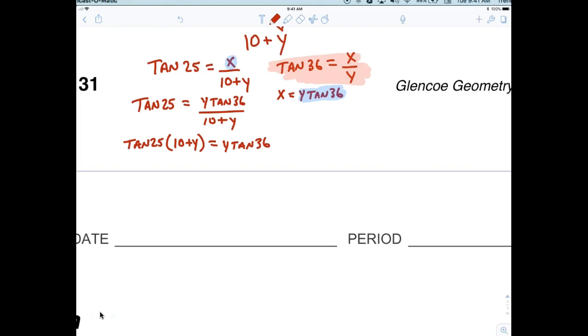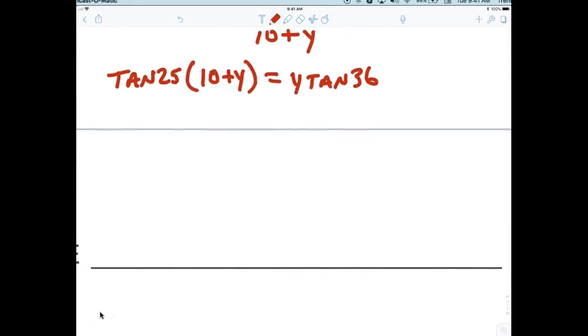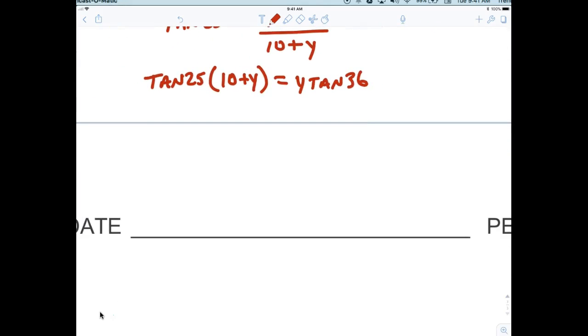All right. Now I want someone to put on their calculator tangent of 25 and tell me what that is. 0.466. All right, 3 decimal places is good for math. Then I need someone to do the tangent of 36. 0.726. You got to stay with me now. Anybody have any questions with that?